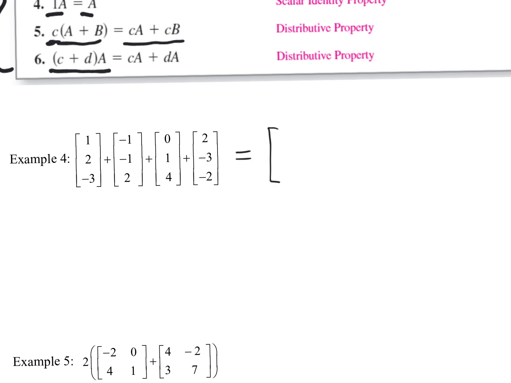1 plus negative 1 is 0, plus 0 is 0, plus 2 more is 2. 2 plus negative 1 is 1, 1 plus 1 more is 2, 2 plus negative 3 is negative 1. Negative 3 plus 2 is negative 1, negative 1 plus 4 is 3, 3 plus negative 2 is 1. There's my answer.